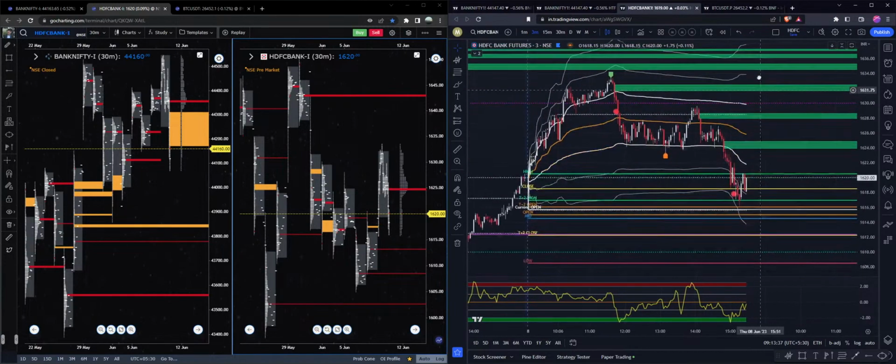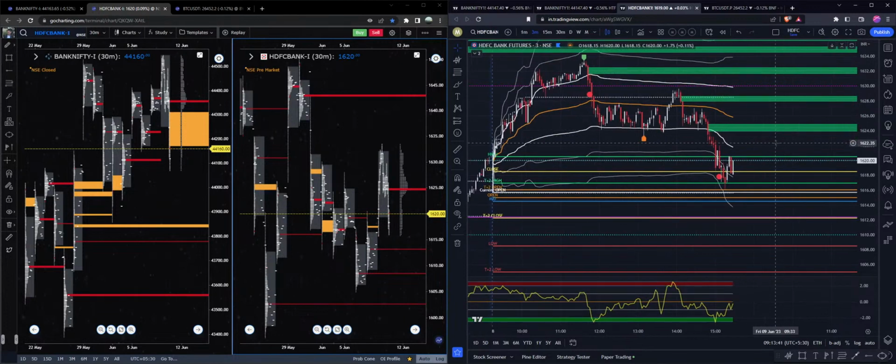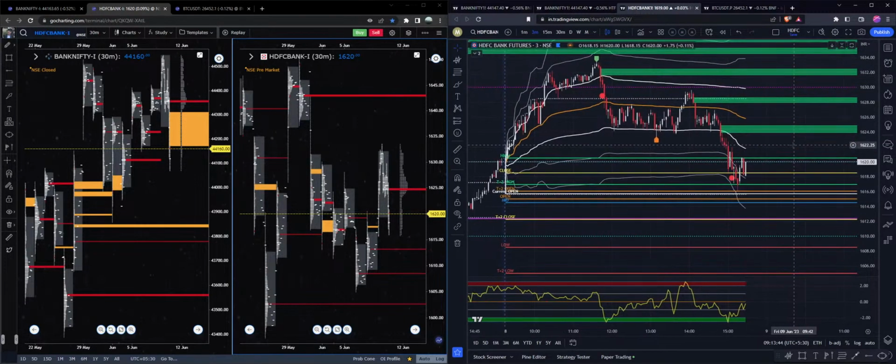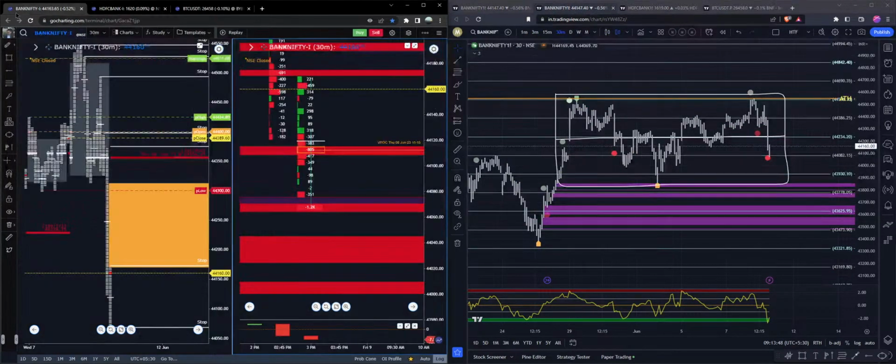Okay, and we are going to open around the trapped buyers. So that's what I'm looking at. Do I get responsive selling? Do I get responsive buying? Is the area which I'm going to look at.